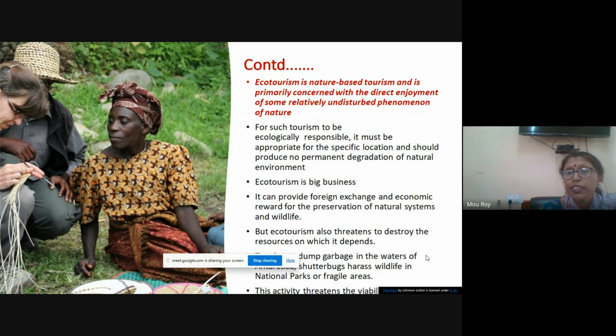It can provide foreign exchange, because for that particular place it is an economic reward for the preservation of natural systems and wildlife. But besides that, it helps you come closer to nature, opens up new ideas, takes you to places less traveled, and gives you a wonderful new experience without destroying or harming the environment. So, ecotourism is a very rapidly growing business now, and it can provide the best of all worlds.